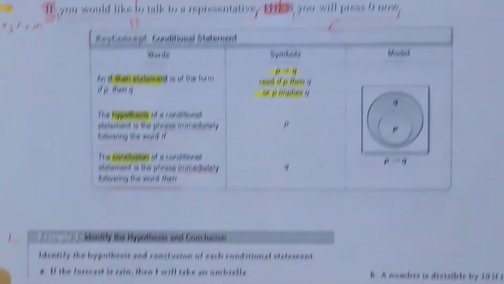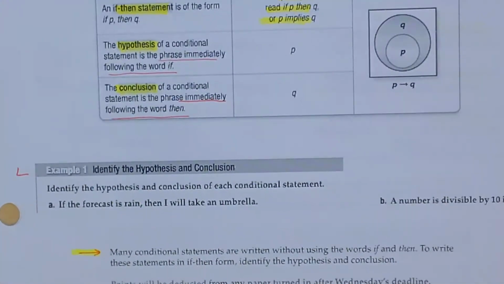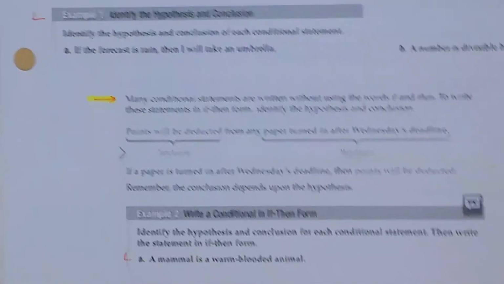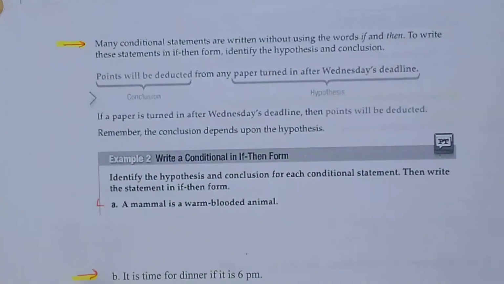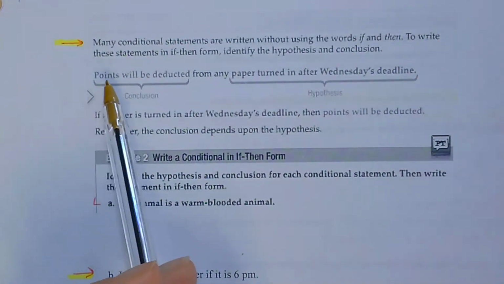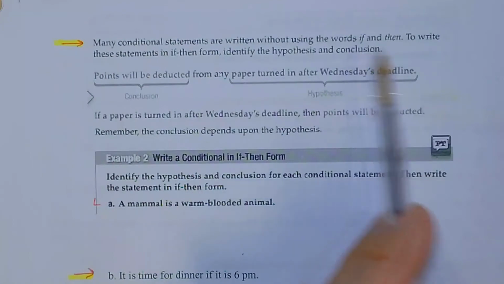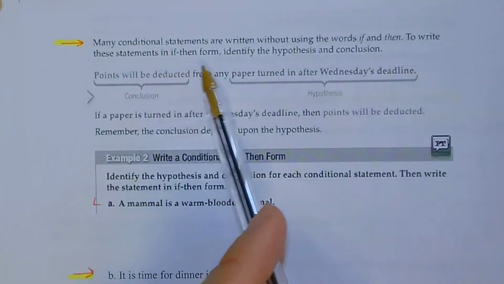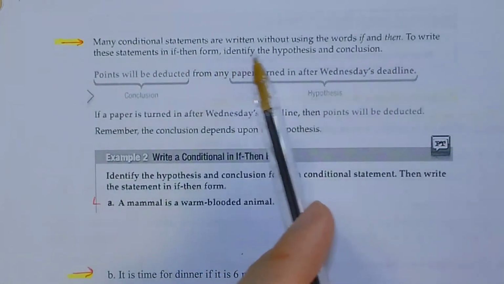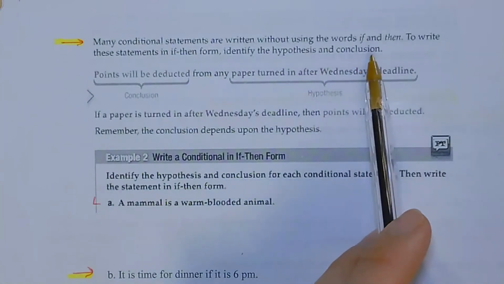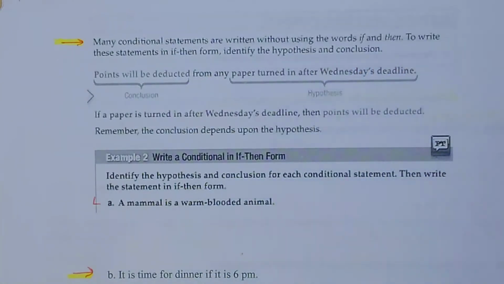Okay, so we're going to skip example 1 because you're going to come back and do that by yourself in a second. And we're going to go down to this middle part of the page. It says, many conditional statements are written without using the words if and then. To write these statements in if-then form, you're going to first identify the hypothesis and conclusion, and then change it into if-then form.